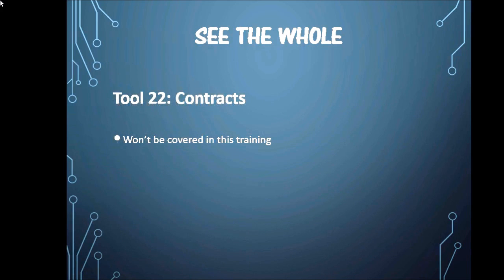And the last and final tool of lean software development is contracts. It only has one point and won't be covered in this training.